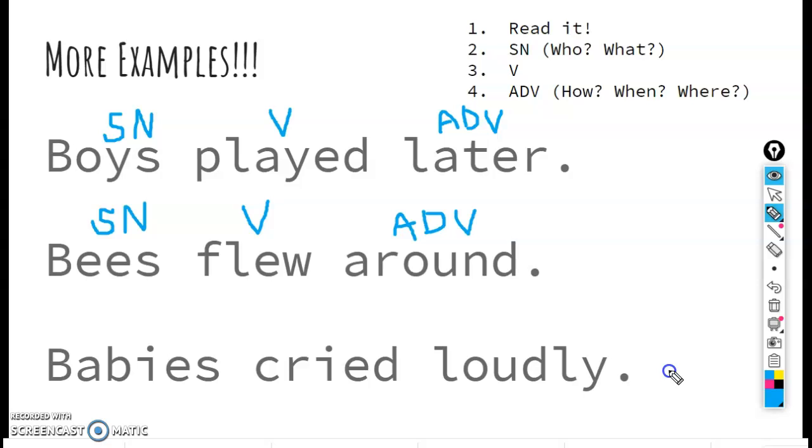Here we go. I'll do all the steps together without pausing. Babies cried loudly. Who cried? Babies. Subject noun. What is being said about babies? Babies cried. Verb. Cried how? Loudly. Adverb. Nice job. Hopefully you were able to get a lot of that with me.